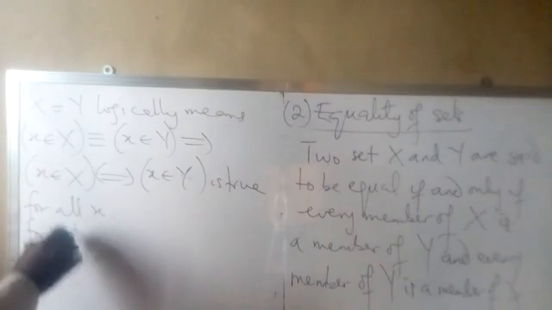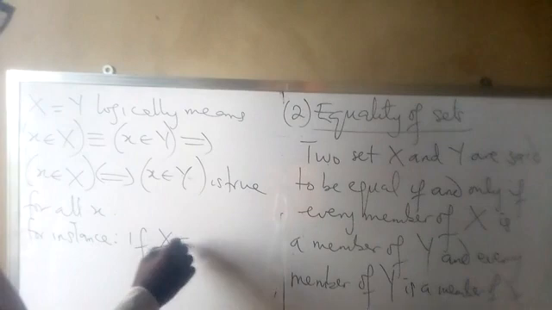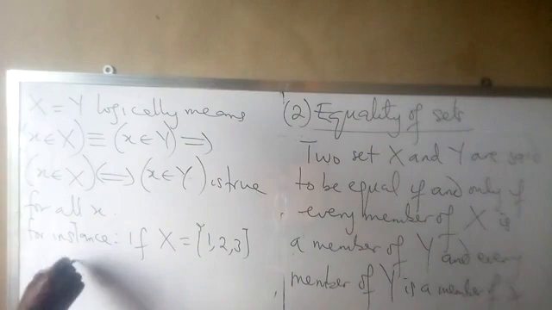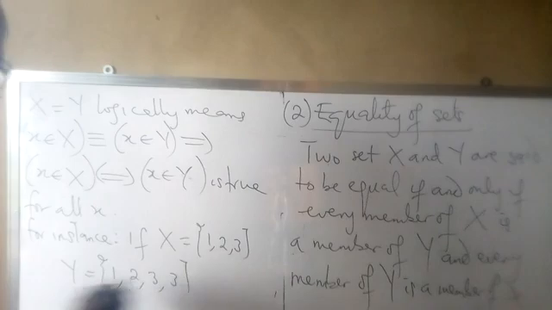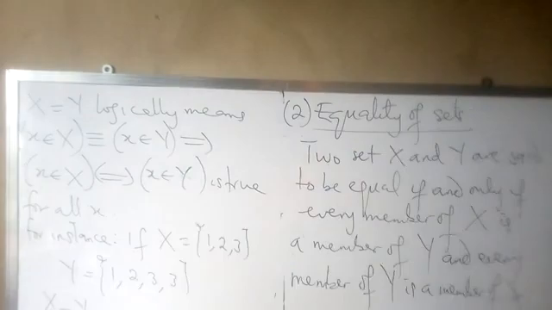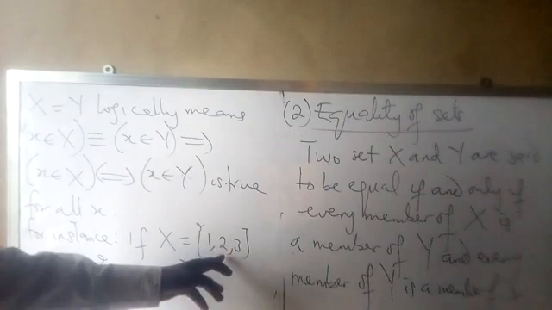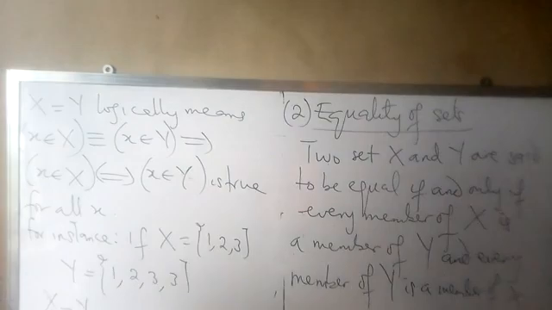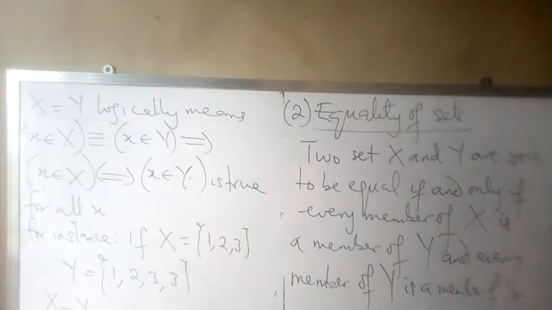For instance, if X is a set that has elements 1, 2, 3, and Y is a set with elements 1, 2, 3, 3. Remember, we've been told that every element of a set must not be written more than one time. So, in this case, X is equal to Y. Irrespective of the number of elements you have here and there, this is 3, this might look like 4, but it is not 4, it is still 3, because no element of a set should be repeated twice. So in this case, X is equal to Y, because every element of X is found in Y.